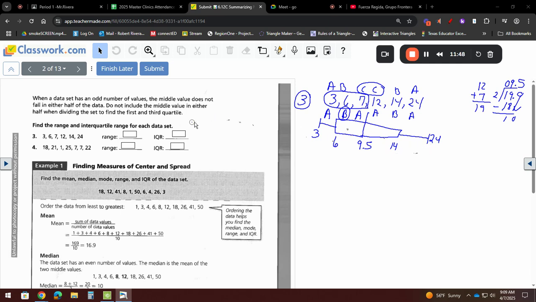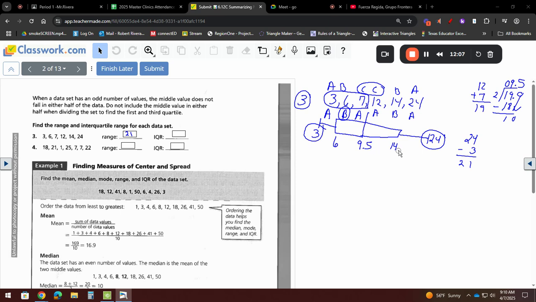Now, to find the range, who would I need to get first? The maximum and the minimum. The maximum, 24, and the minimum. And what would I do with those two? I would subtract, and that would be 21. So you should have punched in here 21. Questions with that?